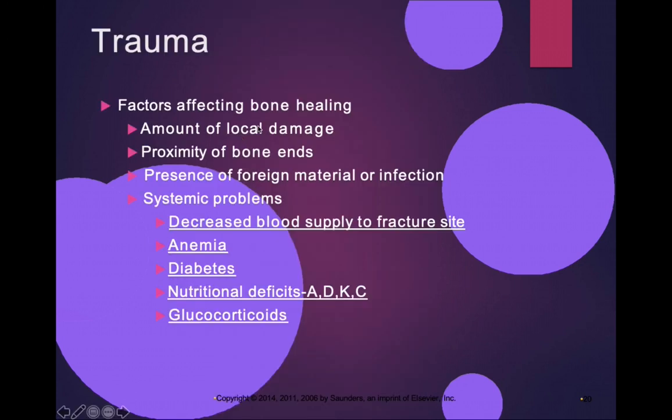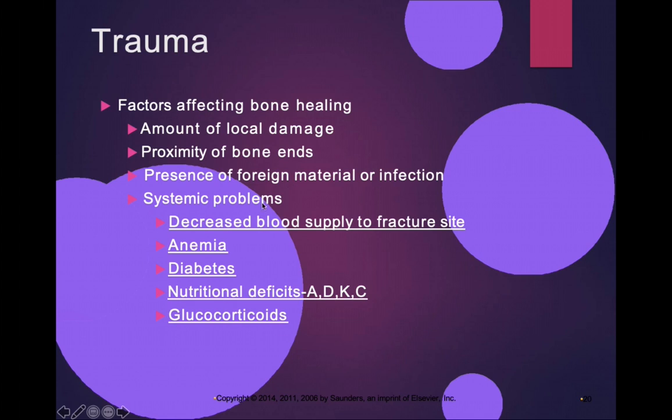What are some of the factors that can affect bone healing? Well, the amount of local damage, obviously, the proximity of the bony ends that fractured. Are they too far apart? Do they need surgery where we need screws and rods? Or can the gap be minimized just through manipulation? Is there the presence of foreign material or infection? That can certainly complicate things.